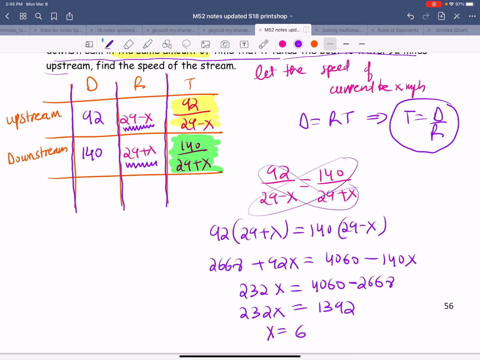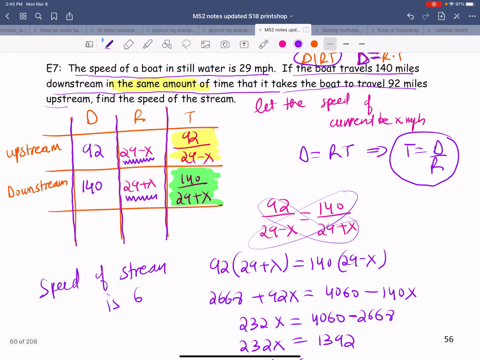So x is 6. That means the speed of the stream is 6. And what are the units? Miles per hour. And that's what's given in the problem. So the speed of the stream is 6 miles per hour.